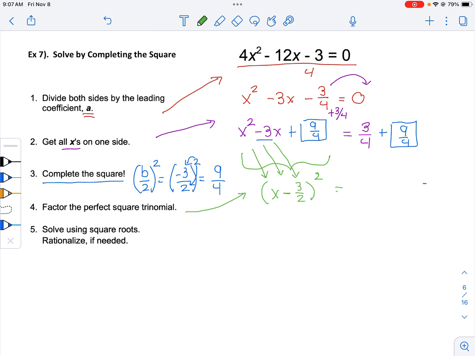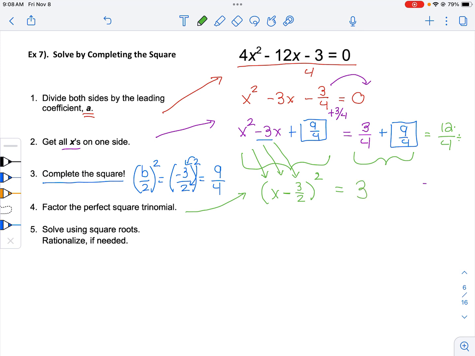On the other side, we're going to add these together. Since they already have a common denominator, we can add those. 3 plus 9 is 12. Keep the common denominator. And 12 divided by 4 is just 3. So we end up with a nice whole number here.